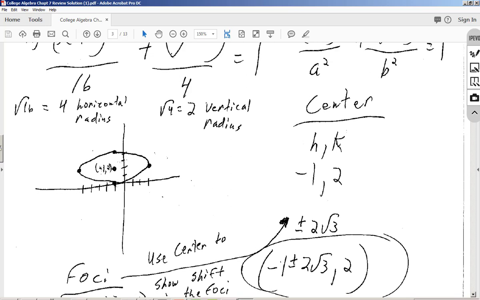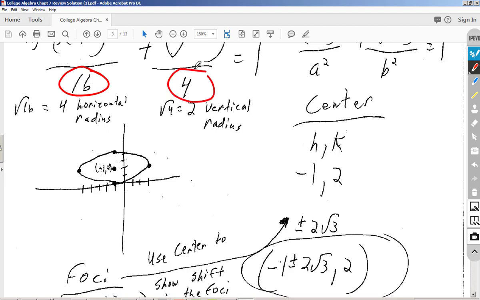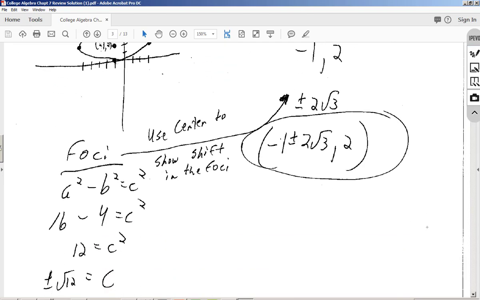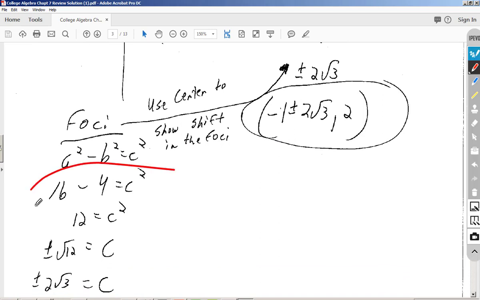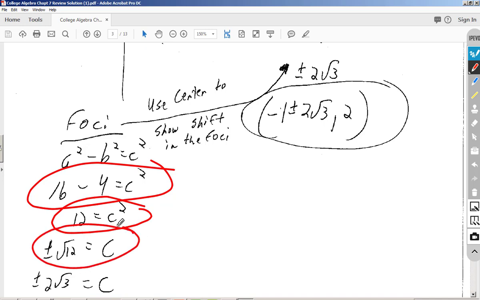So again, here is my a squared, which would be 16. Here's my b squared, which is 4. I go ahead and substitute those into that equation. So here's 16 minus 4, all equals c squared. I put it in as 16 and 4 because that's already the radius squared. So 16 minus 4 is going to be 12 equals c squared. So c is going to equal plus or minus the square root of 12.